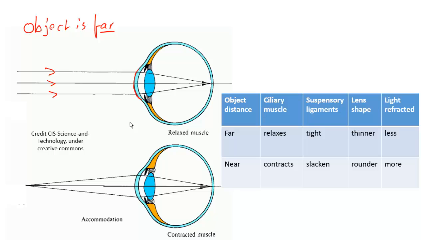So when the object is far away, our lens here does not need to be fat. We don't want too much refraction going on at the lens. So we describe the lens as being thin or less convex. Convex meaning bulgy. Okay, great. That's what happens when the object is a long way away. But what about when the object is close?